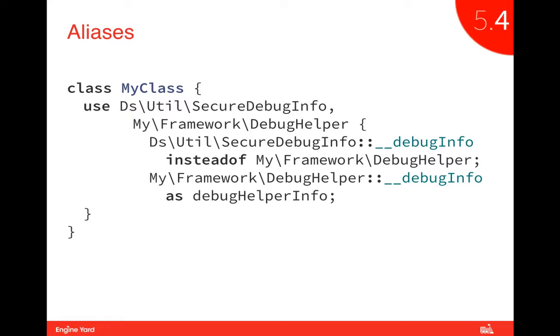You can also, if you don't use insteadof, alias actually adds the name. So if this part went away, and we just did a use my framework debug helper debug info as debug helper info, we would end up with both of the methods available. It does not rename the aliases. The only case here where it doesn't do that is because we've already replaced it with something else.